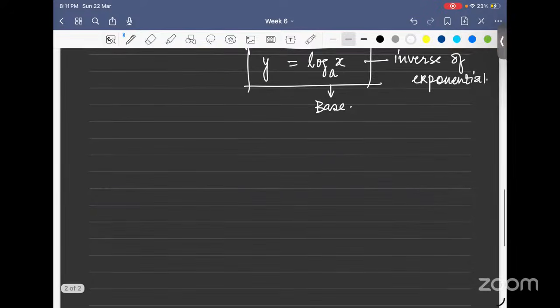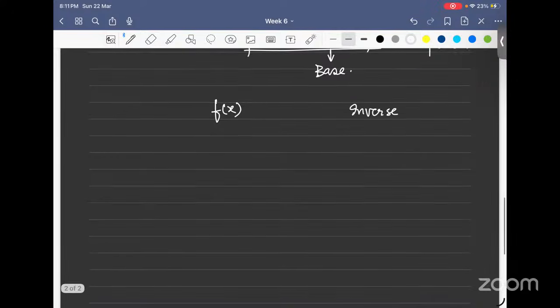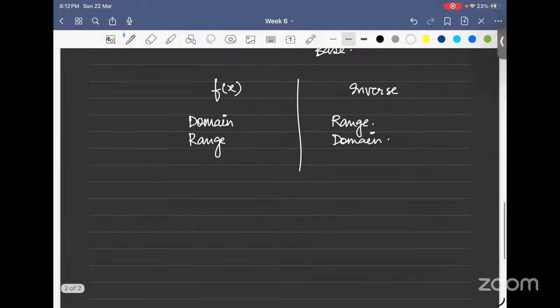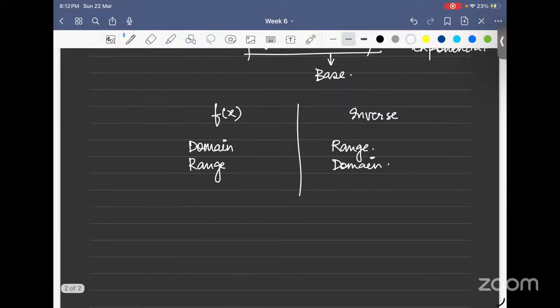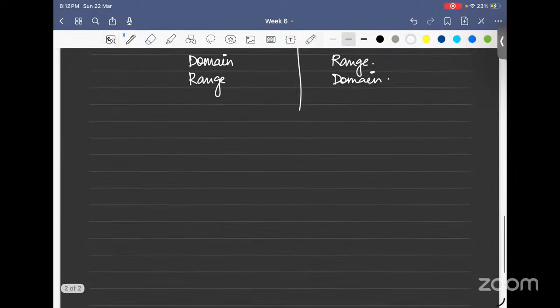And you already know that when you were reading the inverse, for any function, let's say you have some function and you are getting the inverse of that, whatever you have as the domain becomes the range for the inverse function, correct? Yes, sir. And whatever the range you have here becomes the domain for this function, correct? So the same will be applicable for your exponential and logarithm functions also.